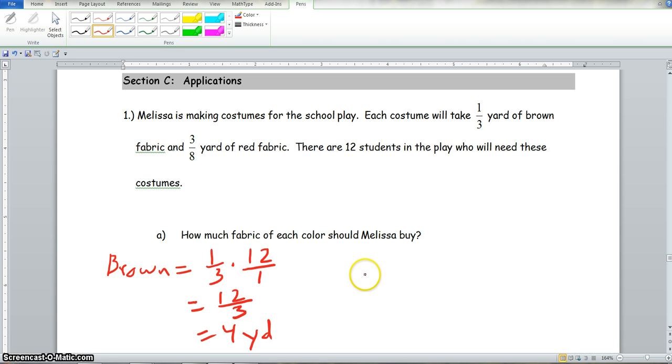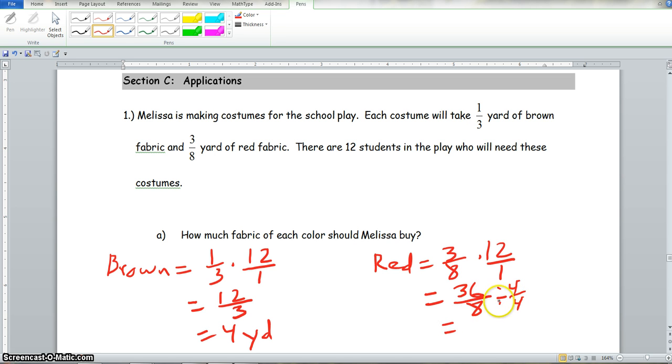Now we come to the red fabric. So red is equal to 3/8 times 12, because it's still 12 students, and we'll put that over 1. 3 times 12 is 36, all over 8. Now 36 and 8, they both have 4 in common. So this will give us 36 divided by 4 is 9, and 8 divided by 4 is 2.